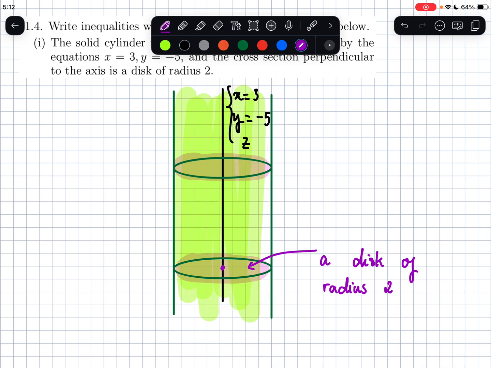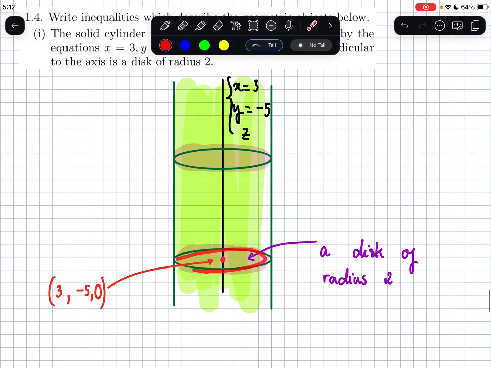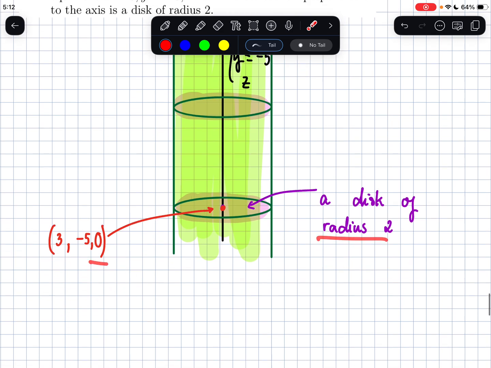And assume that I pick the point where z equals 0. So this exact point right here has coordinates x equal to 3, y equal to -5, and z I can choose anything, say 0, for example. Then the center of this disk is (3, -5, 0), radius 2.